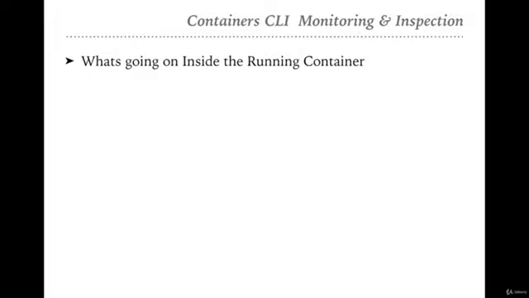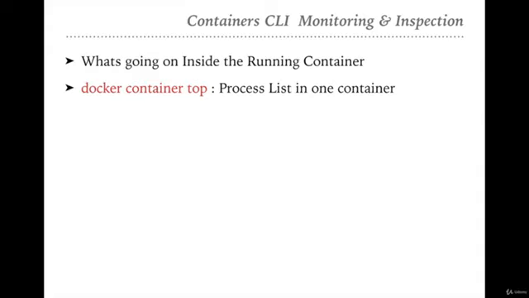So we will see what's going on inside my running containers, like how many resources are being consumed, what resources are being consumed, and what processes are running inside my running containers. So very first we will start with a simple command, docker container top. The docker container top command will list the processes which are running inside your containers. So let's see on a terminal how docker container top will work for my container.